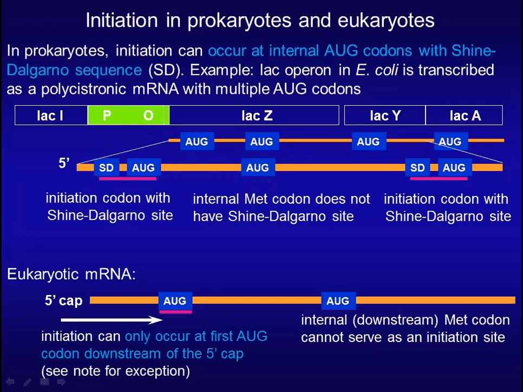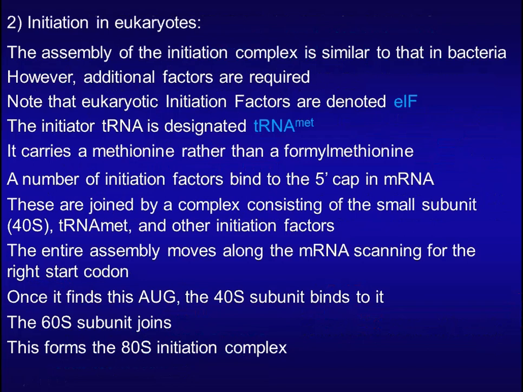In eukaryotes, initiation can only occur at the first AUG downstream of the 5' cap. An internal methionine codon cannot serve as an initiation site. The assembly of the initiation complex in eukaryotes is very similar to that in prokaryotes. The major difference is that more factors are needed, especially more initiation factors. In eukaryotes, initiation factors are denoted eIF. E refers to eukaryotic. Another minor difference: the initiator tRNA carries methionine instead of formyl methionine.